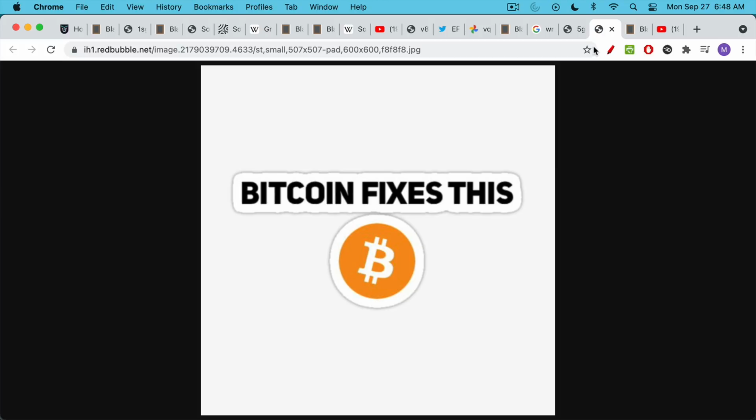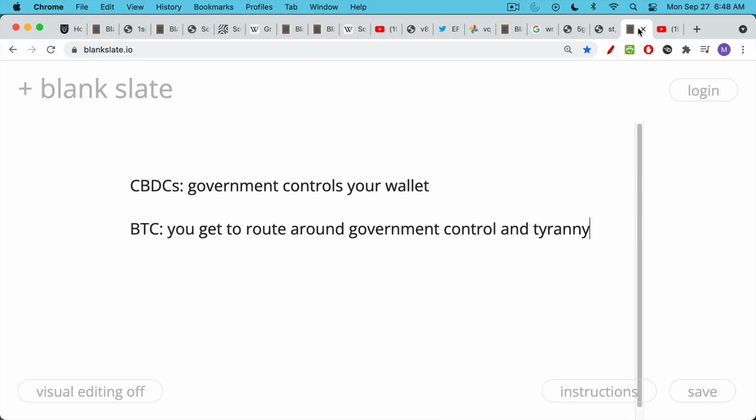This is something that Bitcoin fixes. If you have your own sovereign form of money, you get to route around this sort of government control and tyranny. If you hold your own Bitcoin and you self-custody it, the government cannot seize it from you. They cannot control you.